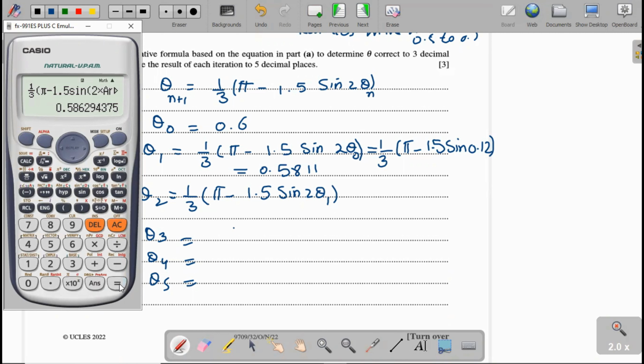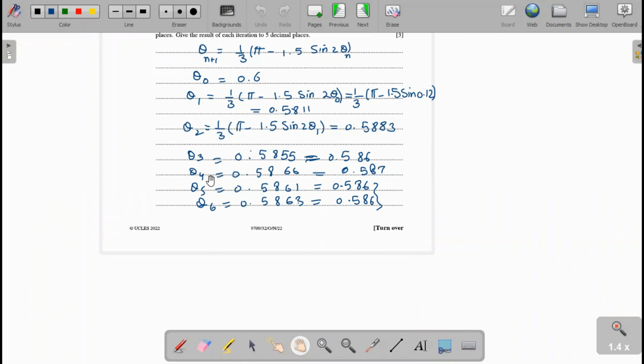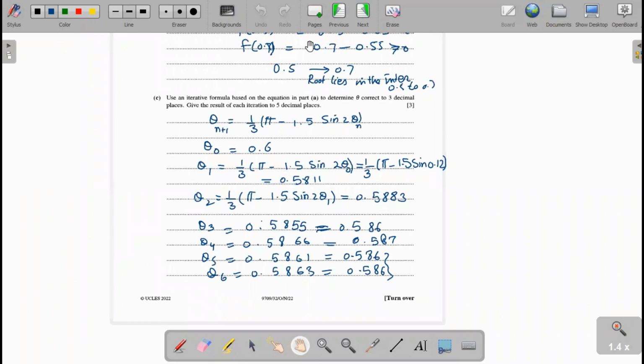Now these values we can write as follows. First is theta 2, which is 0.5883, and next is 0.5855. Now the other values: theta 4 is 0.587, theta 5 is 0.5861, that becomes 0.586, and theta 6 is 0.5863, equal to 0.586. You see here these two values are the same, and the next other values will also be 0.586, and therefore this is the answer of the equation. And go to the next question.